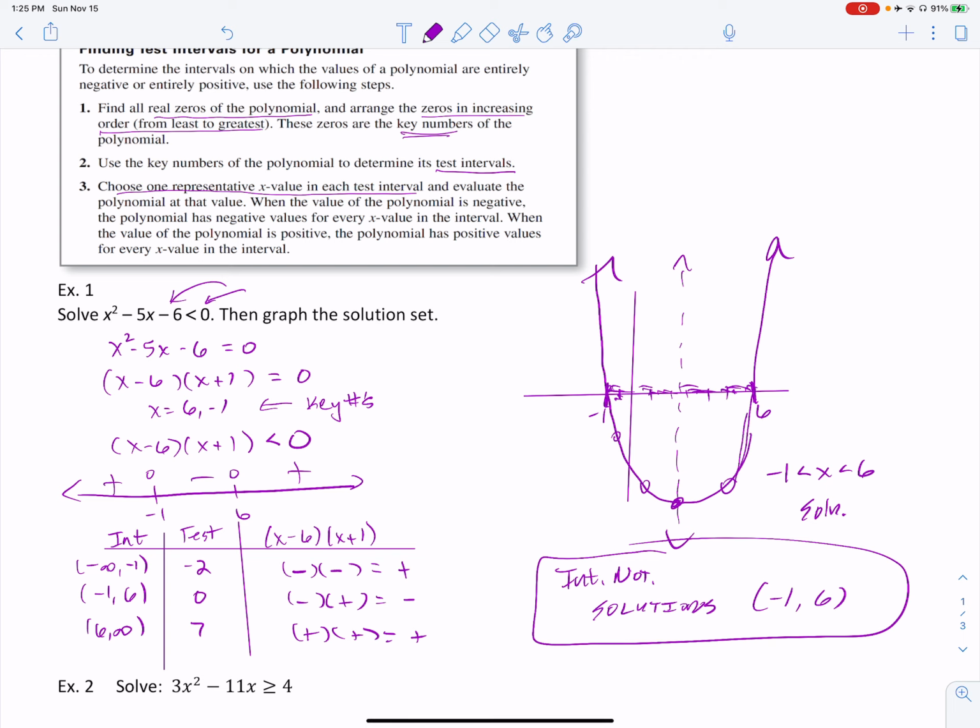All those x values make this true. So you still need to find your key numbers, show that you factor it, get your zeros. You need to show how you get your chart with your intervals, your test numbers, and you need to have all this work in here to verify how you know it is positive or negative.